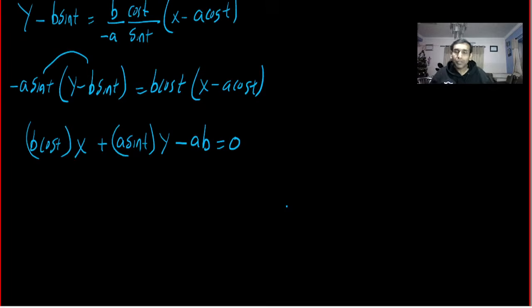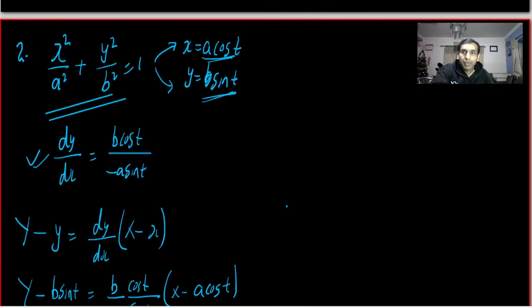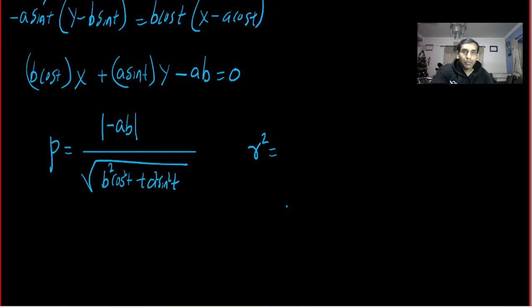Come on, now what should we do? P. What's the formula for P? Modulus of constant divided by root under b square cos square t plus a square sin square t. Now let's find r. What's the formula for r? R is equal to root of x square plus y square, and if you have a parametric form, yeah. So I'm going to get a square cos square t plus b square sin square t.